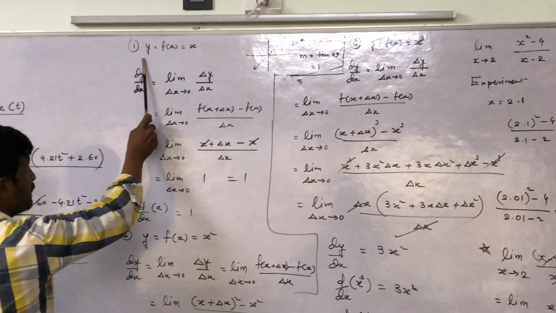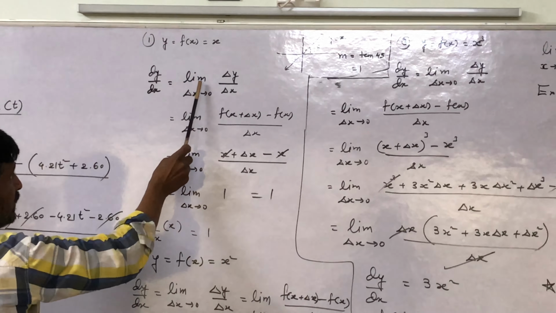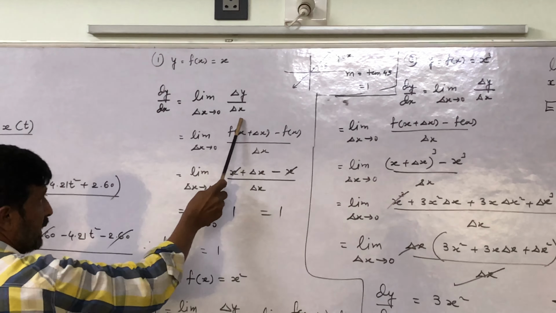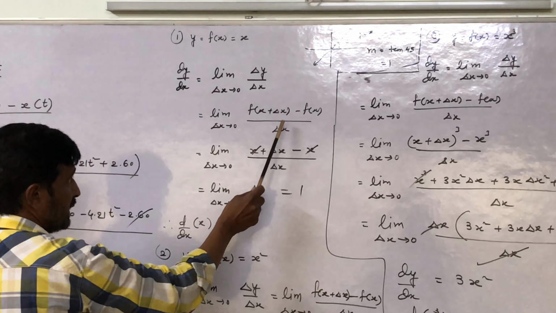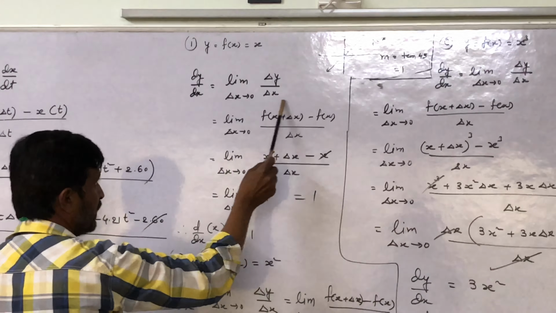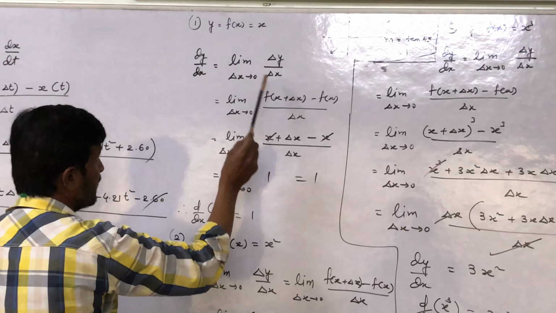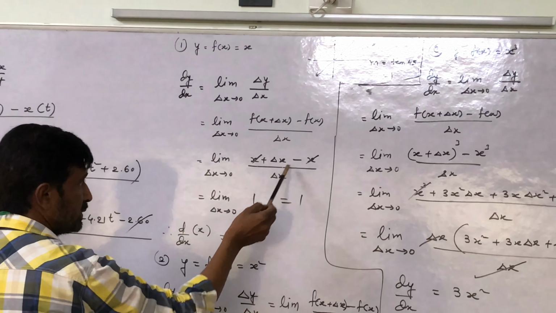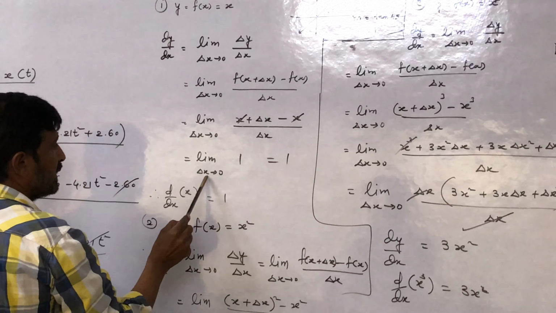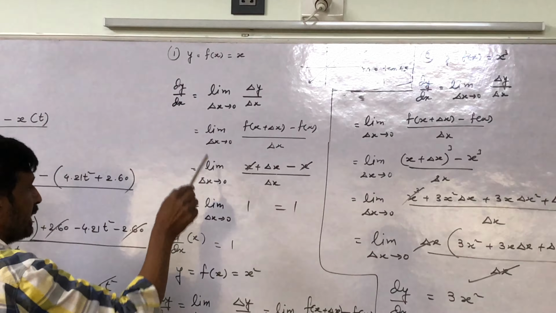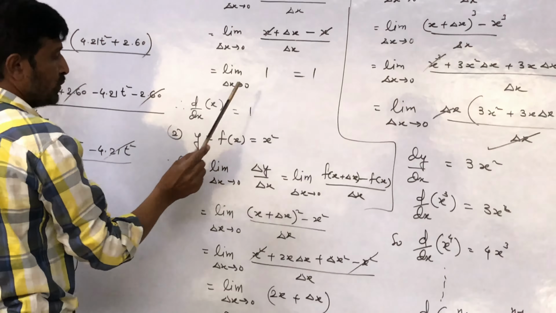Now we are taking some more examples. y equal to f of x equal to x. So dy by dx equal to limit delta x tends to 0, delta y by delta x, so limit delta x tends to 0, f of x plus delta x minus f of x upon delta x. This is the common formula for differentiation of any function. But here f of x is x, so f of x plus delta x is x plus delta x, minus x, over delta x. This cuts out, delta x by delta x is 1, it's constant. So limit delta x tends to 0, 1 is 1. So dy by dx is 1. But what is y? y is x. So d by dx of x is 1.